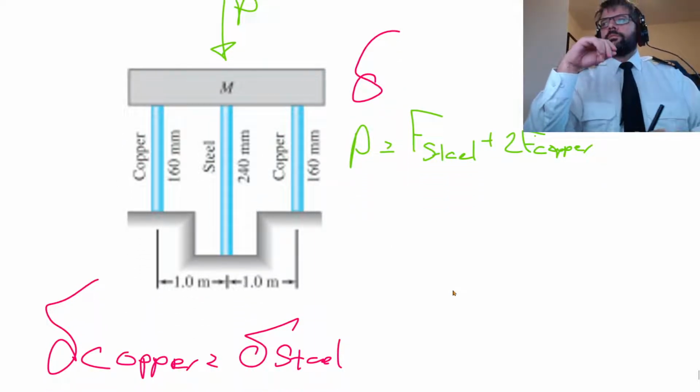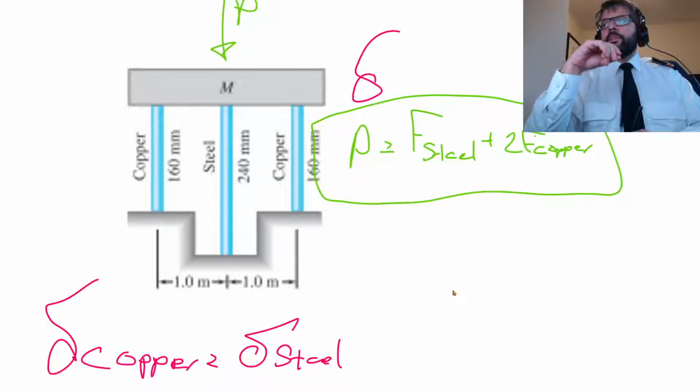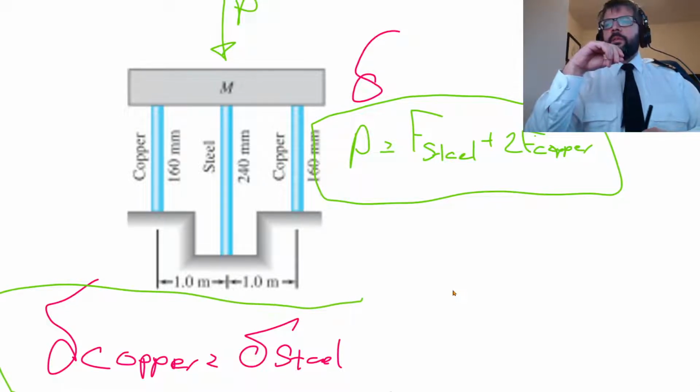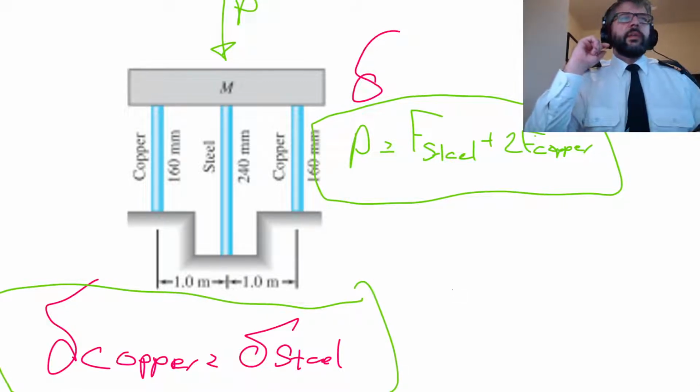So two unknowns and two equations that we can use to solve for that.